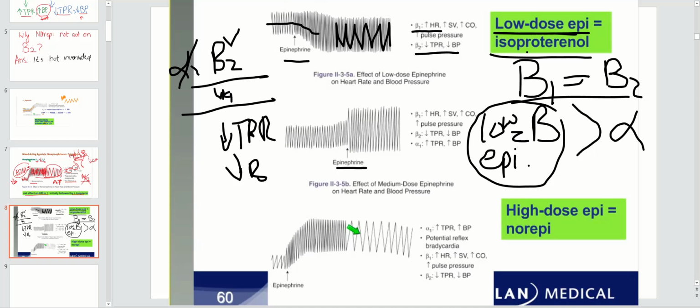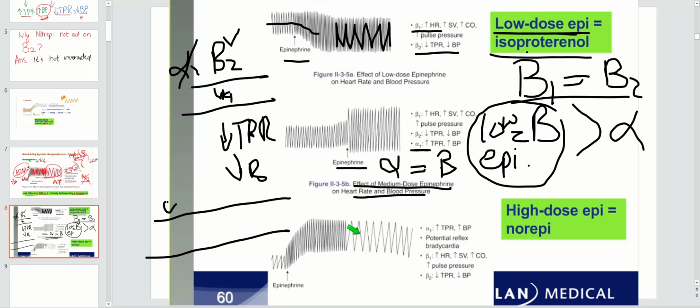In case of medium dose epinephrine, this is a little bit tricky and not usually used. Why is it not used? Because in medium dose of epinephrine, your alpha effects are equal to the beta effects. Both effects will be similar. So in case of vessels, if epinephrine is stimulating the alpha 1 receptor, it increases the blood pressure by increasing the total peripheral resistance.